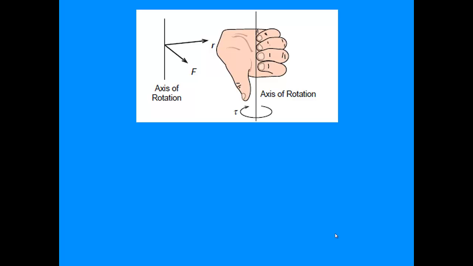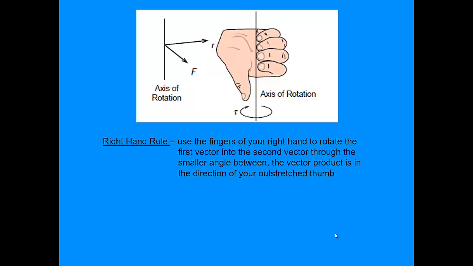Notice that would make it rotate clockwise. Clockwise is negative. So everything's consistent with what we did before. Okay. Fingers of your right hand rotate the first vector into the second vector through the smaller angle between.